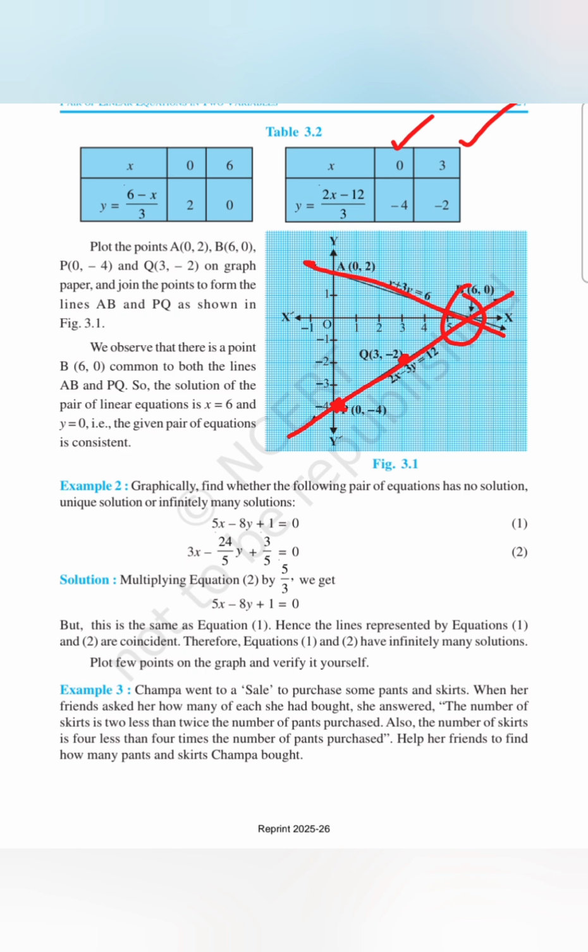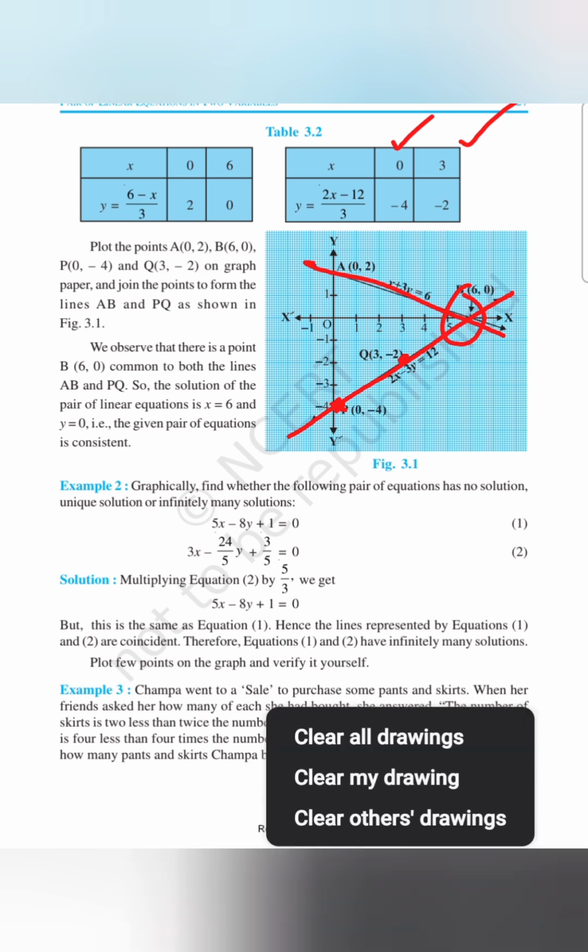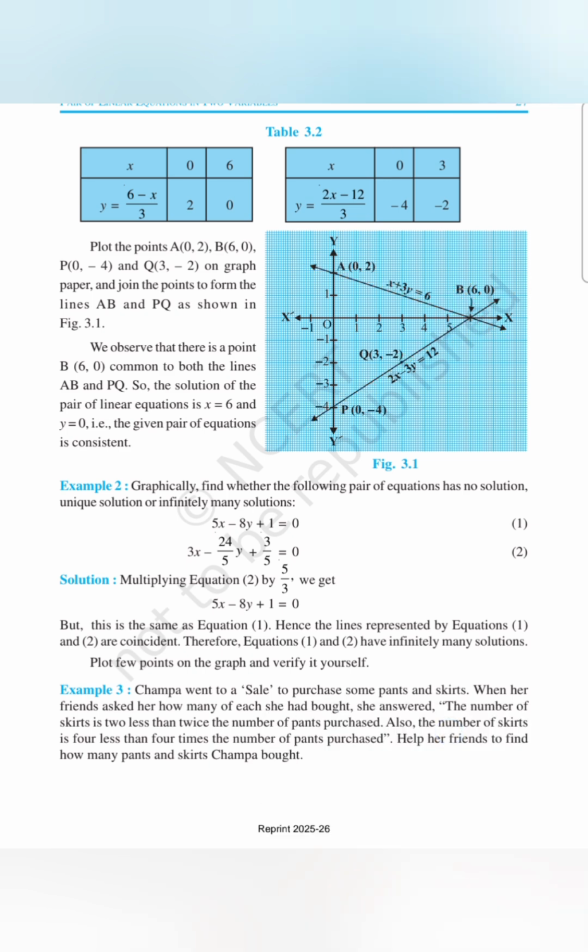It means you'll have a unique solution here, and the solution is going to be (6, 0). It means x is equal to 6 and y is equal to 0. That's how you write the solution for this pair of linear equations. x is equal to 6 and y is equal to 0. That's the solution. And since you got a unique solution here, the given pair of equations is consistent.